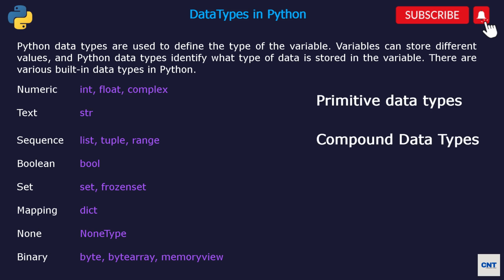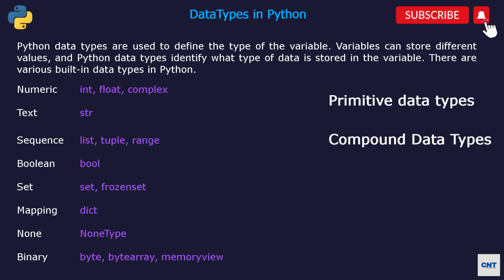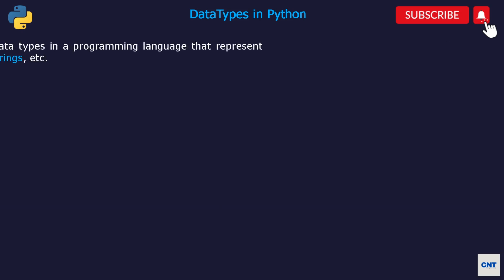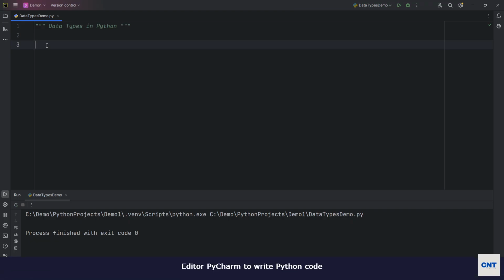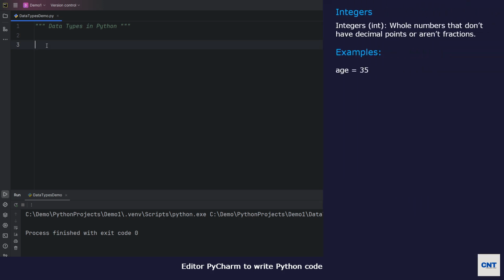Let's first learn what these signify and then move through various examples to clear up our concepts. Primitive data types. Primitive data types are fundamental data types in a programming language that represent simple values, for instance, number, string, etc. Let's take integers. Integers are whole numbers that don't have a decimal point or fraction.